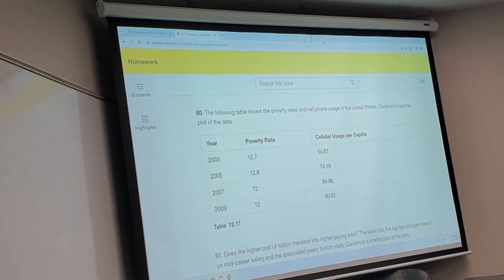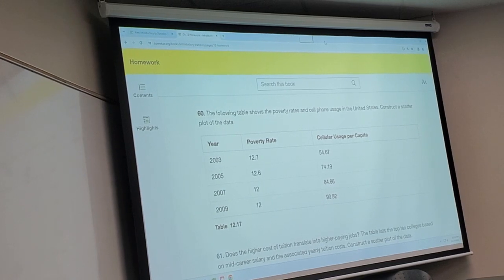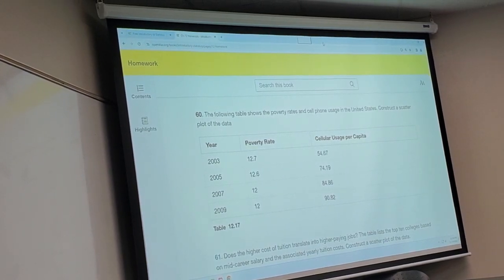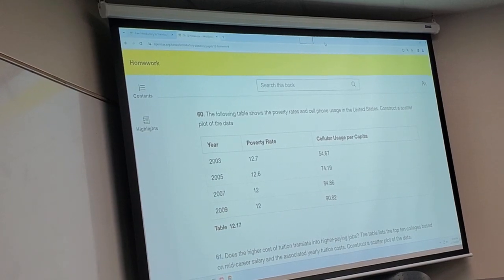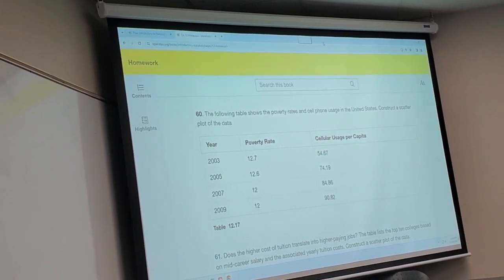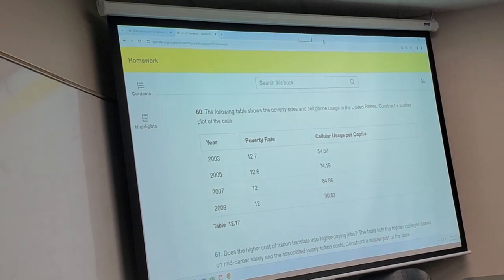So when I go to put this into my calculator, L1 poverty rate, L2 cell phone usage. Does that make sense? This is kind of like real life. In real life, you're going to have all this kind of data, and you've got to pick the ones that are most important to you. And that first sentence tells you, focus on these two things, right? This isn't a question about does year affect either of these things. It's do they affect each other.